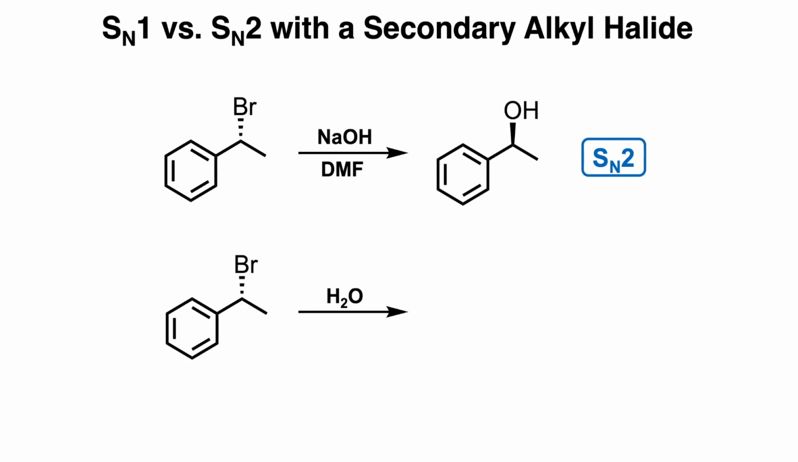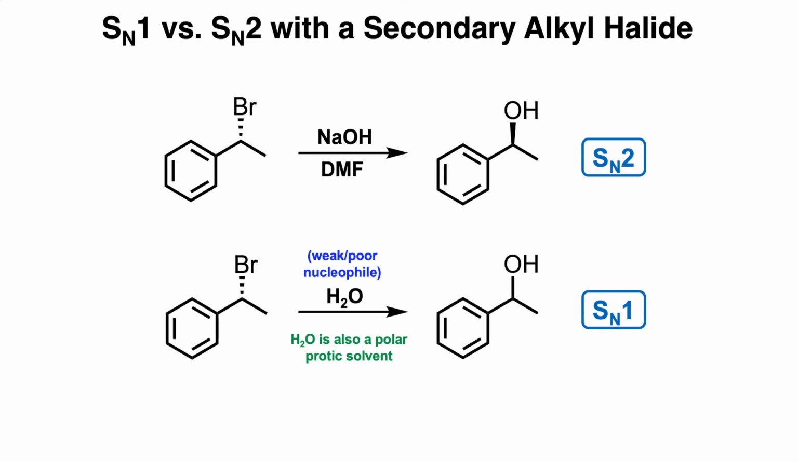In the second example, we're using the same secondary alkyl halide, but now it's reacting with water. H2O is a weak or poor nucleophile, and it's also a polar protic solvent. This means that this particular reaction will be SN1. And since the electrophile has a chiral center, remember that SN1 is a two-step reaction where the leaving group first leaves, and then a carbocation intermediate is formed. Remember, since carbocations are planar, water can attack from both faces, making the final SN1 products a racemic mixture.